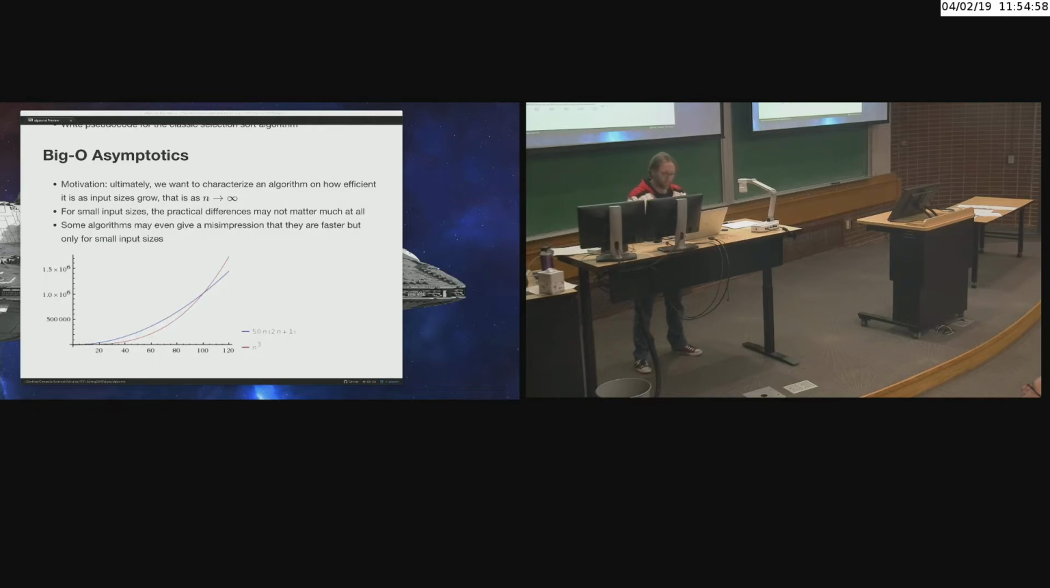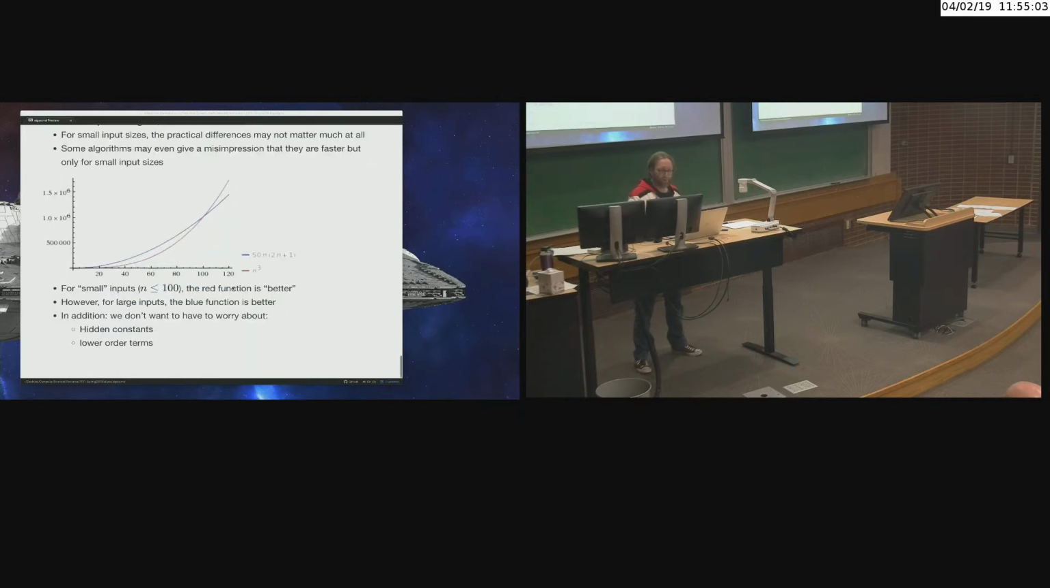Let's see. I'll go ahead and cut and paste this so it's in the notes, but it's everything I just said. For small input sizes, the red function is better, but for large input sizes, the blue function is better. So in addition, we need a way to ignore hidden constants, ignore lower order terms, because we want to scope down our characterization of an algorithm to one function, and one function only. We don't want 50 out in front because, improve the hardware, and that 50 goes down to 25 in practice. Right? So to characterize these algorithms, we need big O analysis.